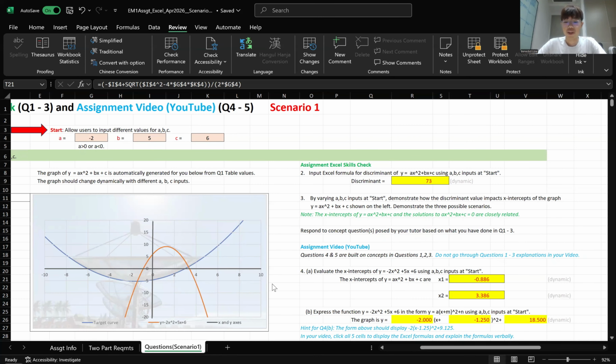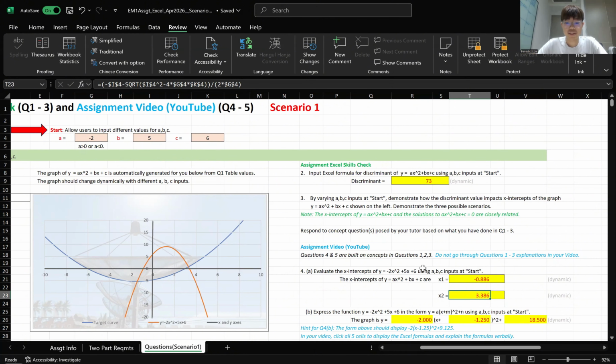So for question 4a, I evaluated both of the x-intercept values using the quadratic formula, and I inputted the values of a, b, and c into the quadratic formula to give me both x-intercept values. And these are the formulas for both x values, and these are the points where the curve will cut the x-axis.